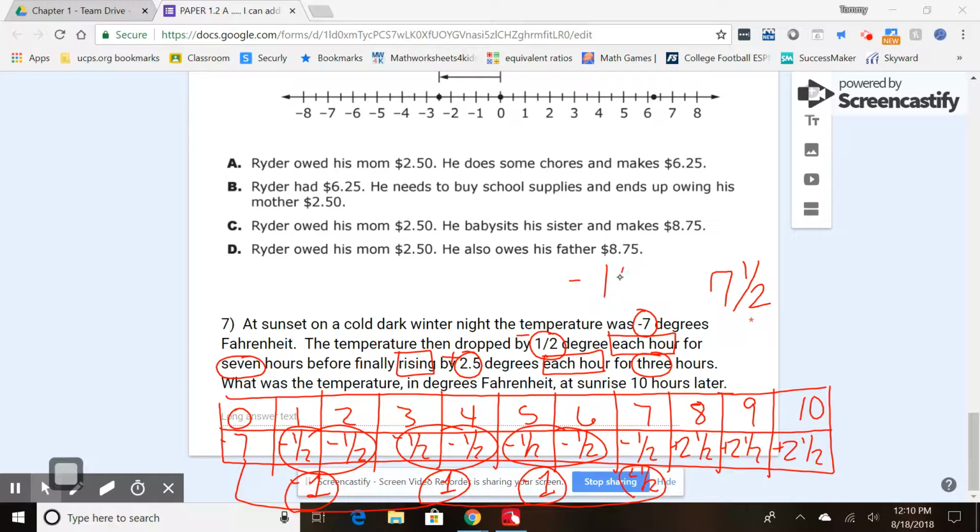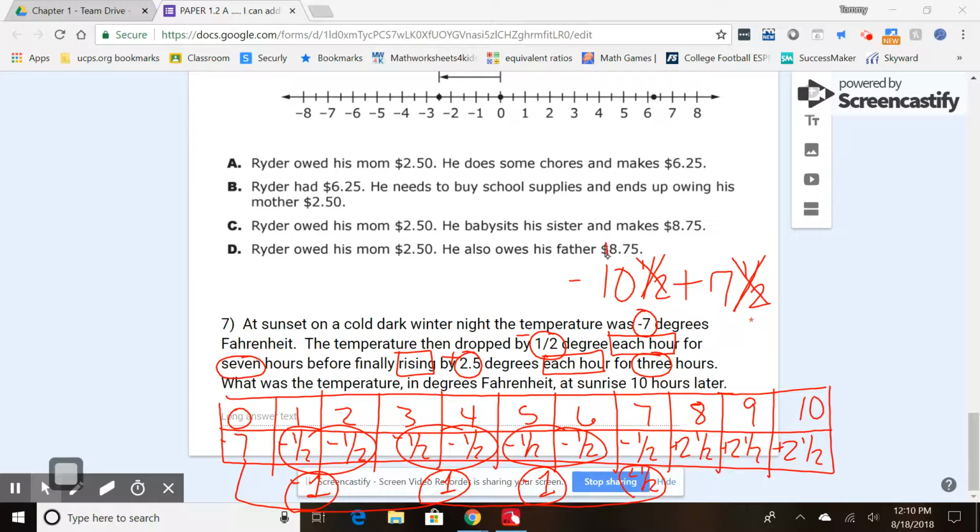So negative 10.5. So I have a negative 10.5 and a positive 7.5. Now we've discussed 0 pairs, and at this time I see a 0 pair of a negative a half and a positive a half. So we know that they cancel each other out. So now my problem just reads negative 10 plus 7.